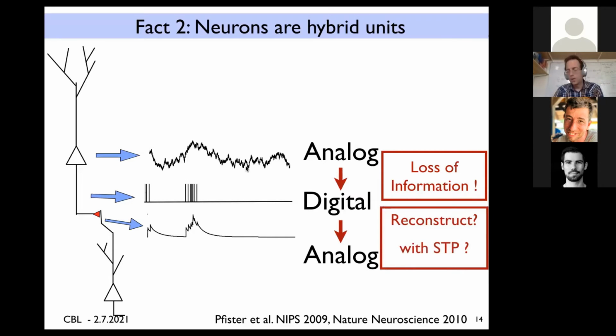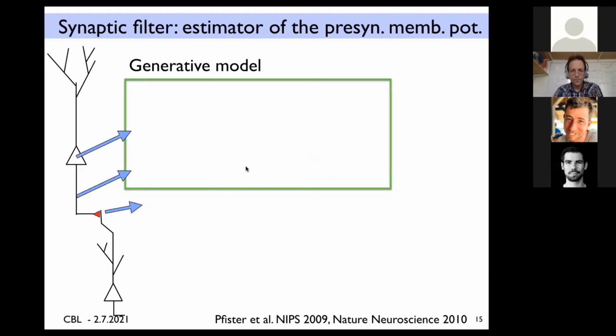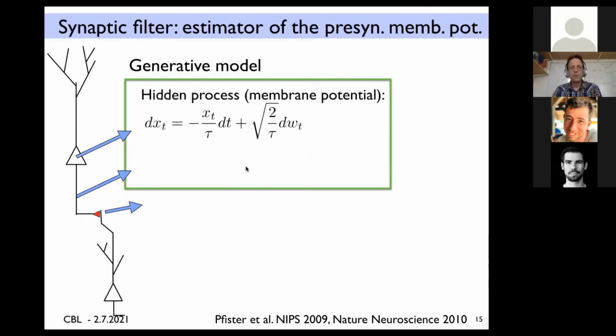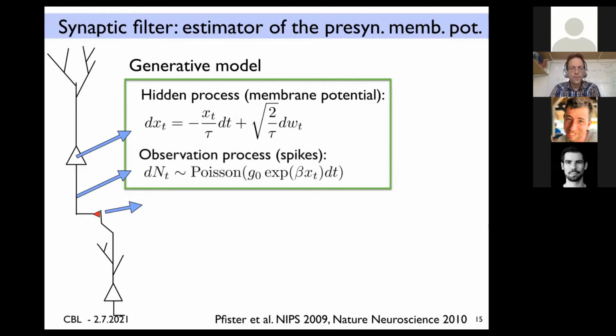If you are asking this kind of question, you have to write up a generative model. We wrote the simplest spiking generative model, where the membrane potential follows some Ornstein-Uhlenbeck process, where W is some Wiener process, and there is a leak with time constant tau. The observation process, the spikes, is drawn from some Poisson distribution, where the instantaneous rate is essentially an exponential of the membrane potential. Typically when beta equals 0, the spiking is independent of the membrane potential, and when it is large, it is like the deterministic limit.